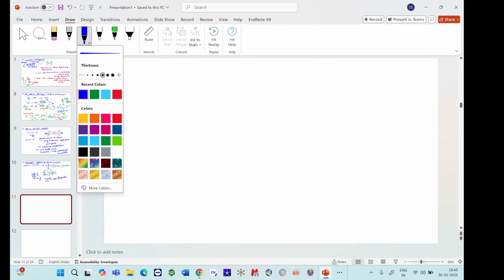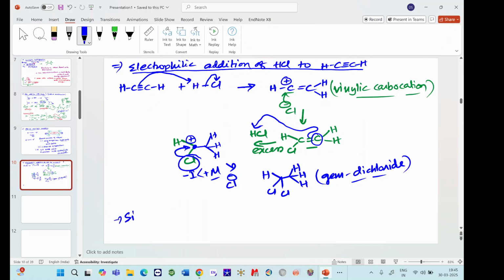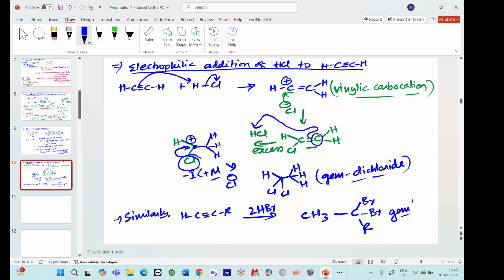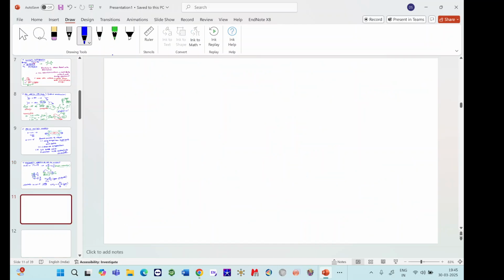Now, similarly, if you think of here H, C, triple bond C, R, and if you react with two molecules of HBr, then you will end up with CH3, C, bromine, and R. This is also a gem product. The reaction mechanism is same. Now let us move further.